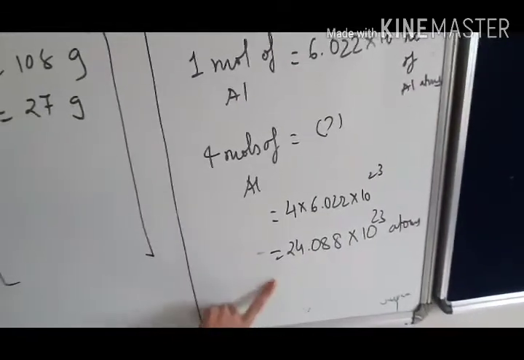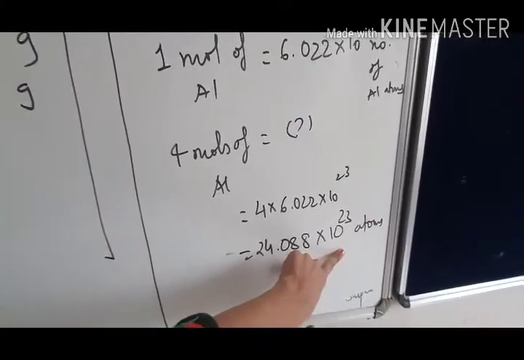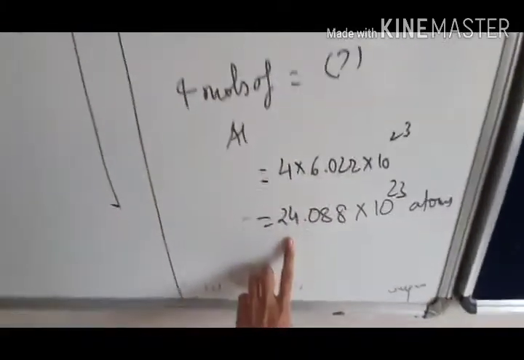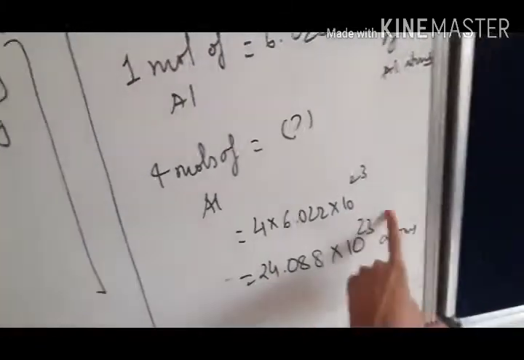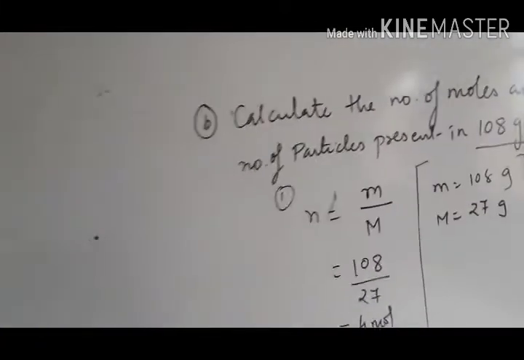So that is equal to 24.088 into 10 raised to 23. And if we want the answer with one digit before the decimal, we move the decimal to the left, so we add one to the power. So 2.4088 into 10 raised to 24. So that is the particular numerical.